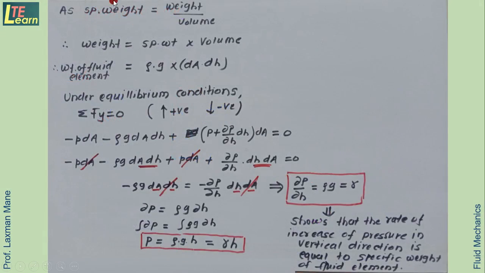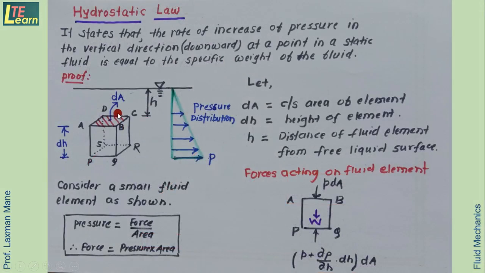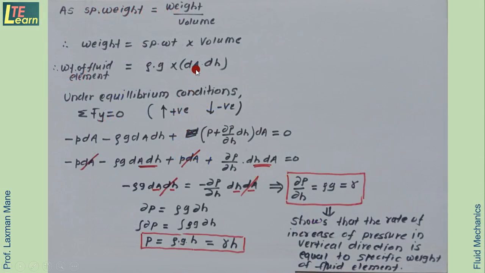Now, as specific weight is the ratio of weight to volume, weight is equal to specific weight into volume. Specific weight is a product of density into acceleration due to gravity, meaning rho into g. And the volume of the fluid element is the surface area dA into height dh. So dA into dh is the volume.